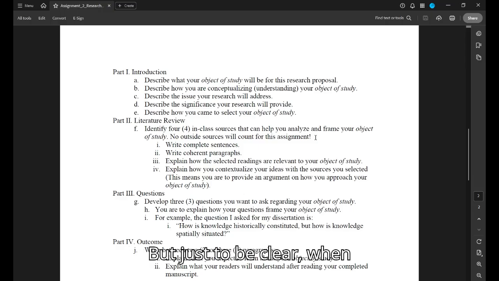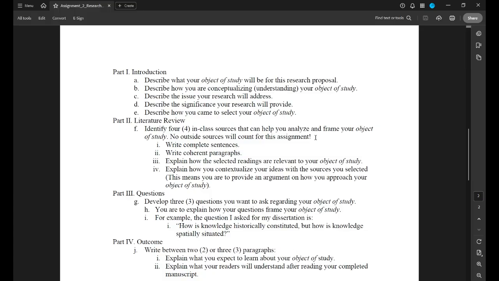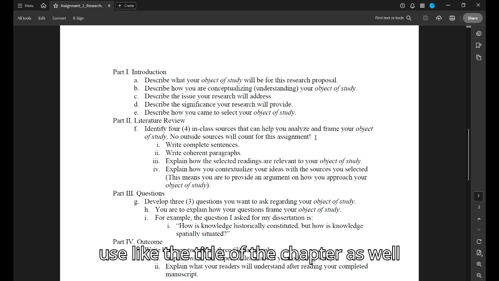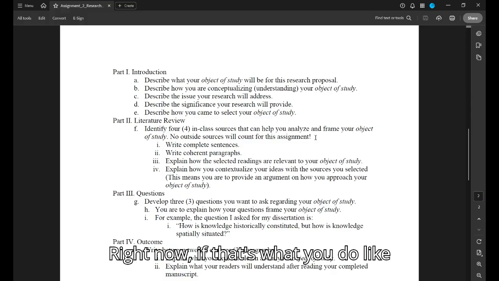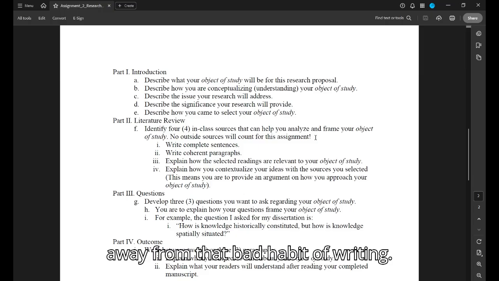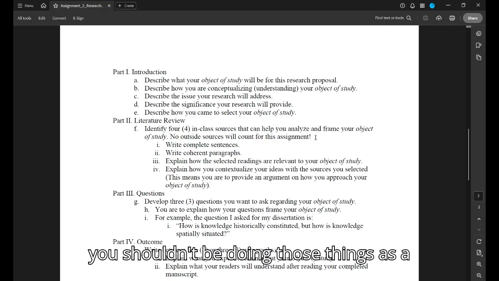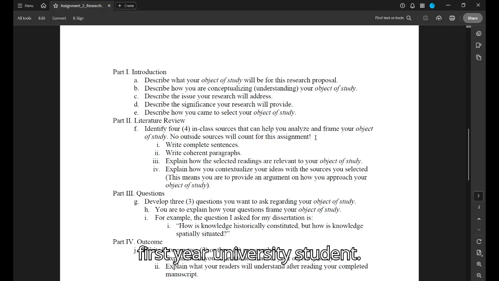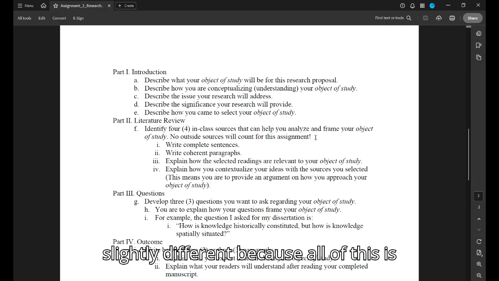But just to be clear, sometimes when I see that, especially when the title is used, students will use the title of the chapter as well as the book or the journal to try to occupy more space. Right now, if that's what you do in prior classes, you should try to break away from that bad habit of writing. You're at a level where you shouldn't be doing those things as a first year university student. Now, if you're transferring, it'd be slightly different because all of this is brand new to you.